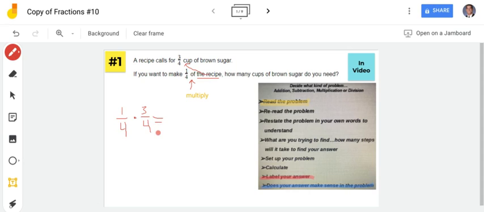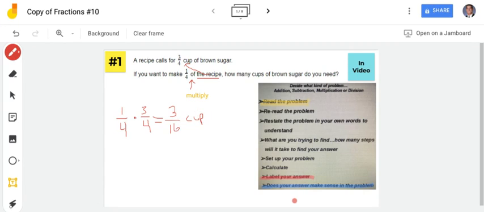I'm multiplying fractions here, so I'm going to look and see, can I cross simplify? 1/4, I can't simplify there. 3/4, I can't simplify there either. So I multiply my numerators. 1 times 3 is 3, and 4 times 4 is 16. And so I get 3/16 of a cup. That is what I will use to make 1/4 of the recipe.